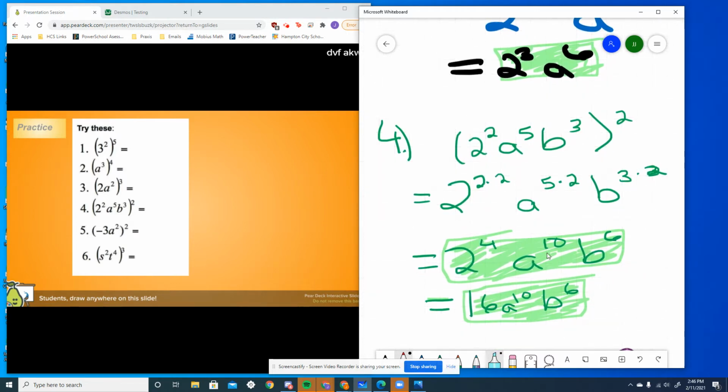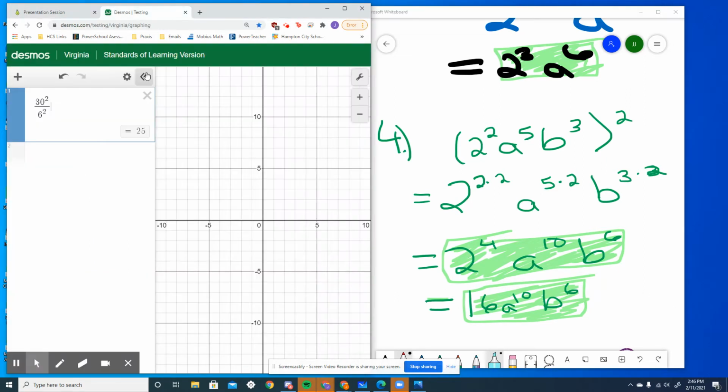Well, this could be my answer, but sometimes they want you to go a step further and simplify it some more. So that's when I know that I can just go ahead and type it into my calculator. Well, 2 to the power of 4 is going to give me 16. So 16a to the power of 10, b to the power of 6.